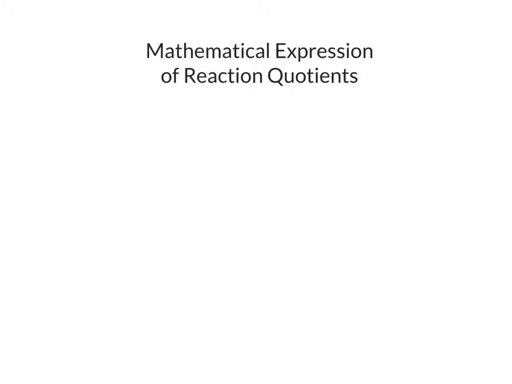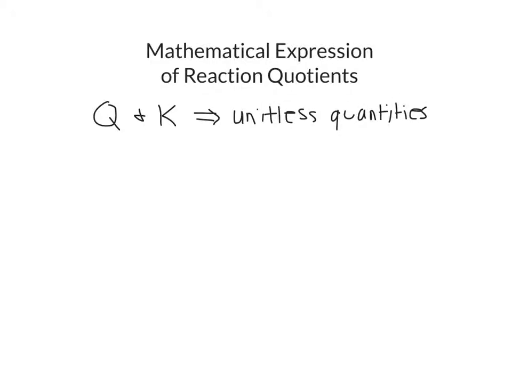By convention, reaction quotients and equilibrium constants are therefore expressed as unitless quantities. You may ask how that's possible, because we've said that the reaction quotient is expressed in terms of a ratio of product concentrations to reactant concentrations, and concentrations have units. Therefore, we're going to have to express these concentrations in terms of unitless quantities, and the way we do that is by using activities.